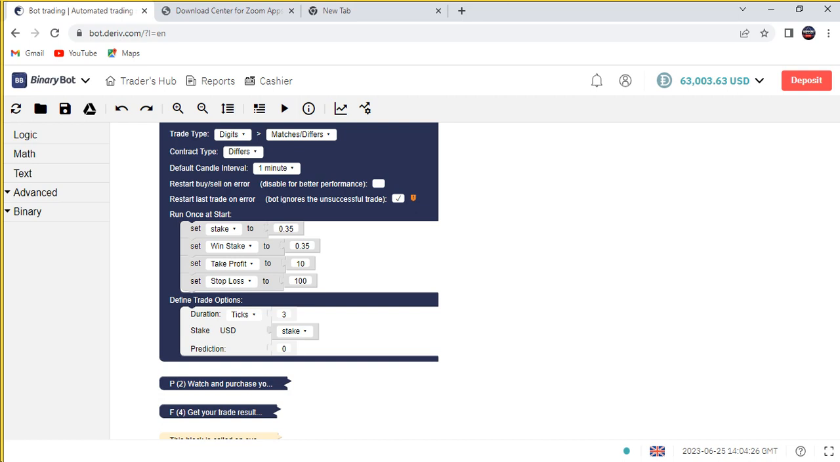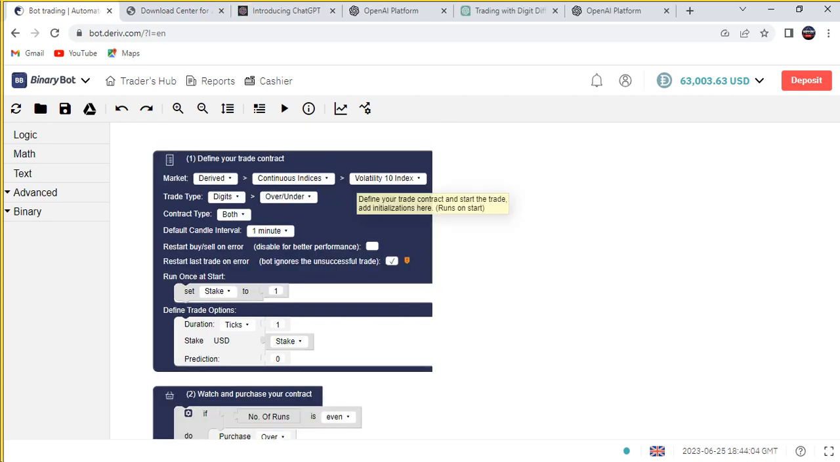To commence, you need to upload the bot file by selecting the second black icon located below the bot trading section. From there, I will add the Digit Differ bot file. Once the file is uploaded, you will notice a slight alteration in the marketplace. For today's session, I have opted for a market volatility of 10. However, should you desire a volatility index of 100, you have the flexibility to adjust the marketplace accordingly.